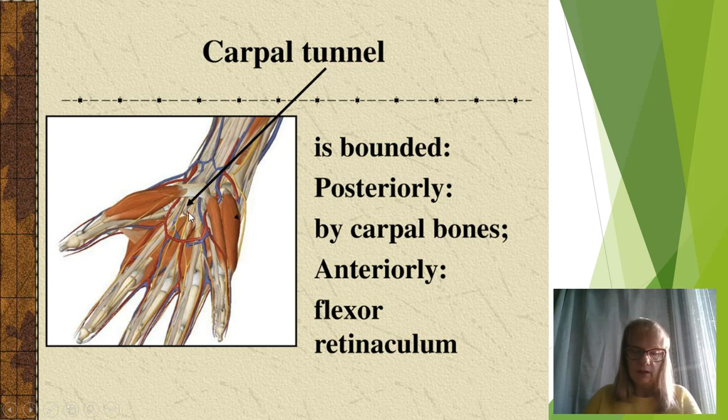Carpal tunnel on the palmar surface. Posteriorly, carpal bones. And anteriorly, flexor retinaculum. Flexor retinaculum is a structure of connective tissue, same as the tendons of the muscles, which supports and surrounds the flexor muscles at the beginning of the hand. In between the carpal bones and flexor retinaculum, we have the carpal tunnel. Through the carpal tunnel, the median nerve comes into the hand, which is located in the median groove of the forearm.